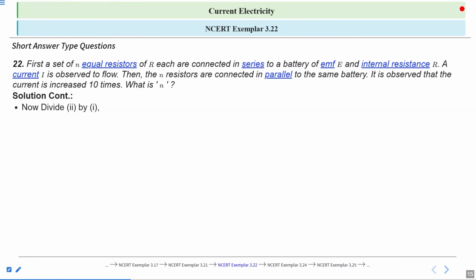So now divide 2 by 1. After dividing 2 by 1, 10i upon i, you will get 10. And after dividing their right sides, you will get 1 plus n in the numerator, and in the denominator 1 plus 1 by n.